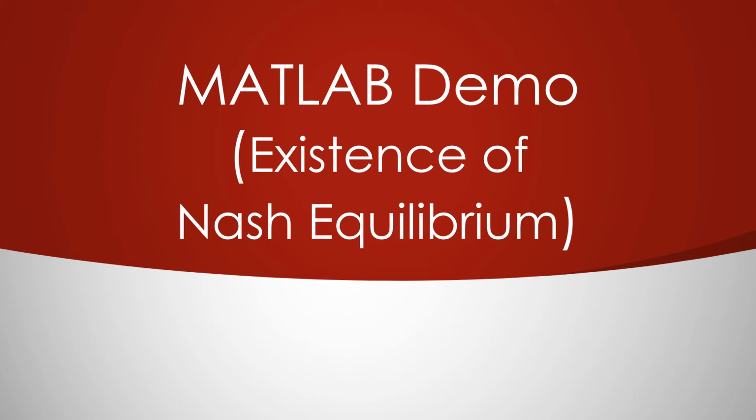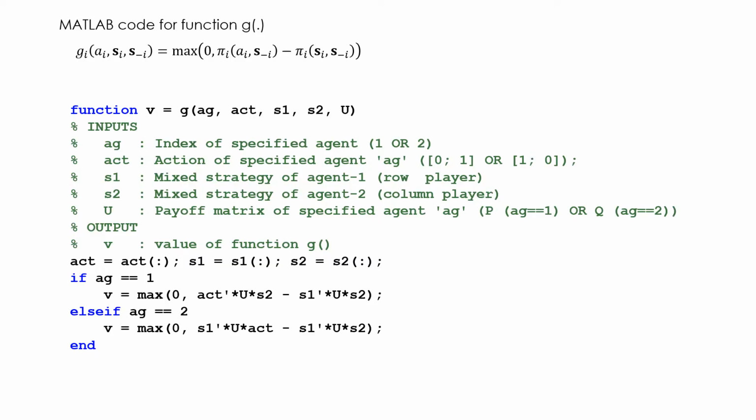Here's a short Matlab demo of the existence of Nash equilibrium. Now here is the function g sub I. So it's different for each agent. So what are the arguments of the function g here?